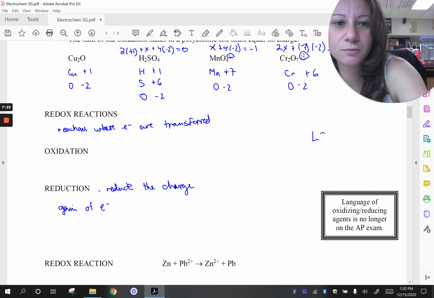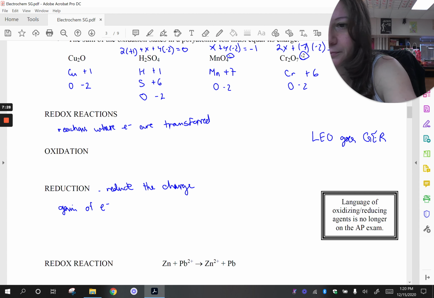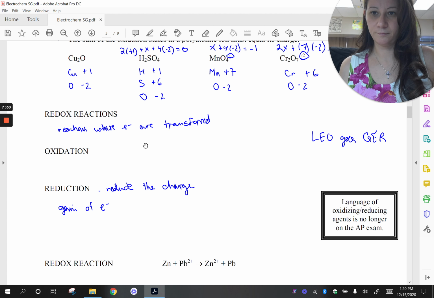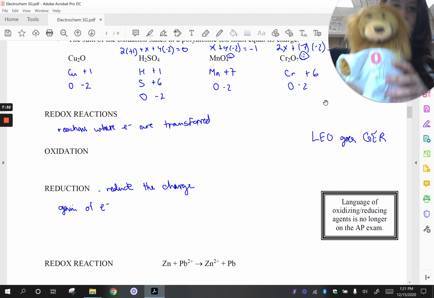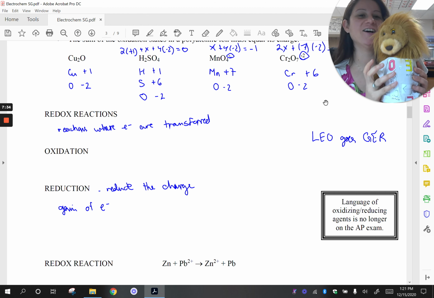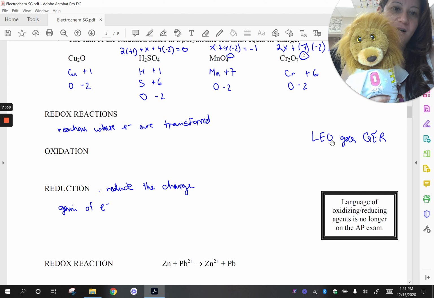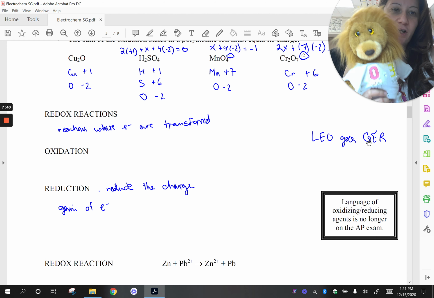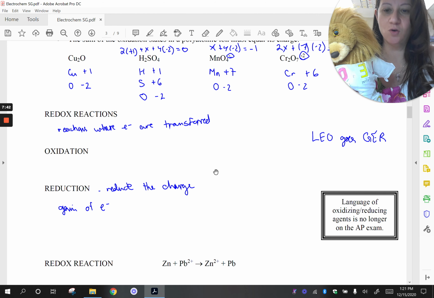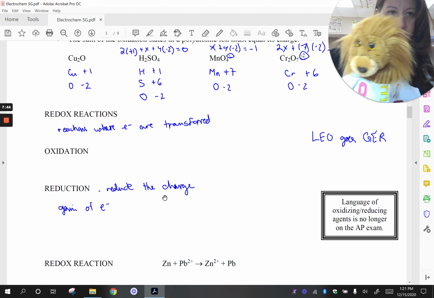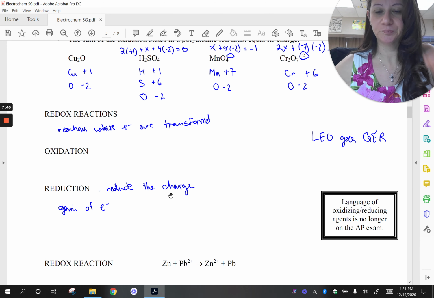Remember, Leo goes grr. Leo the lion goes grr. So here's Leo the lion. And so Leo stands for loss of electrons is oxidation. Grr stands for gain of electrons is reduction. So when you gain electrons, your charge is reduced, and so that's reduction.